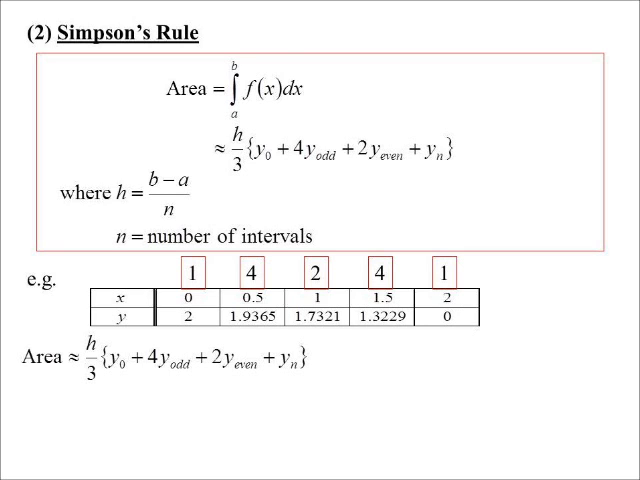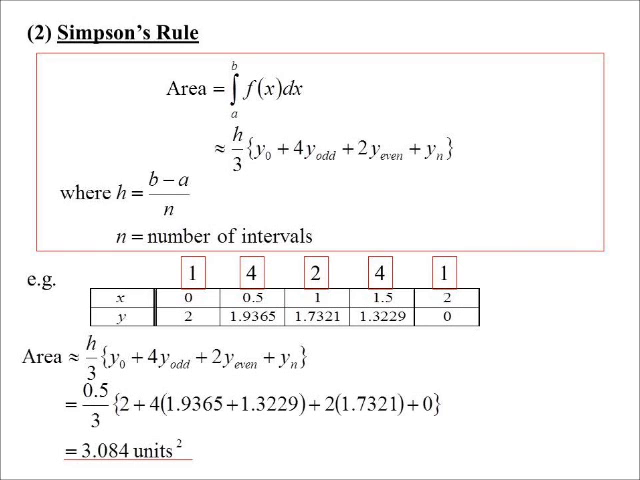Okay, let's sub in, and we end up with 3.084 for this one. So a lot closer to pi. How much closer? Well, that one's only out by 1.8%.